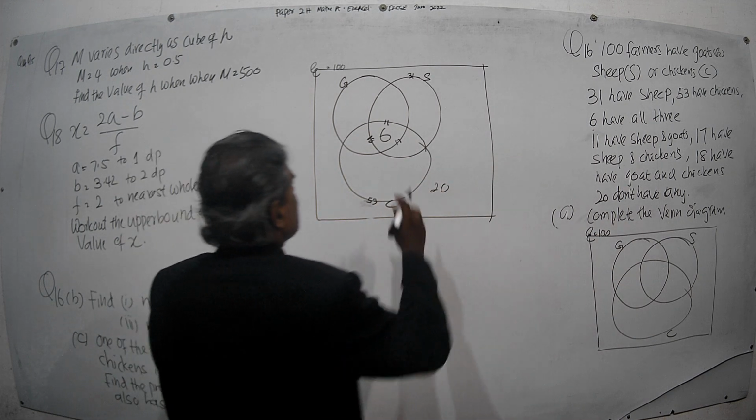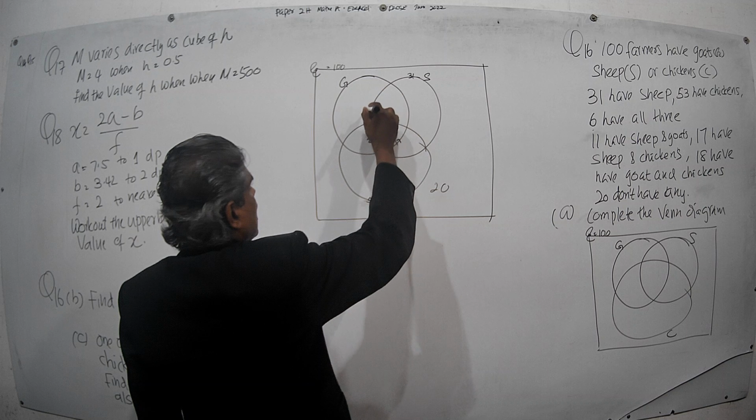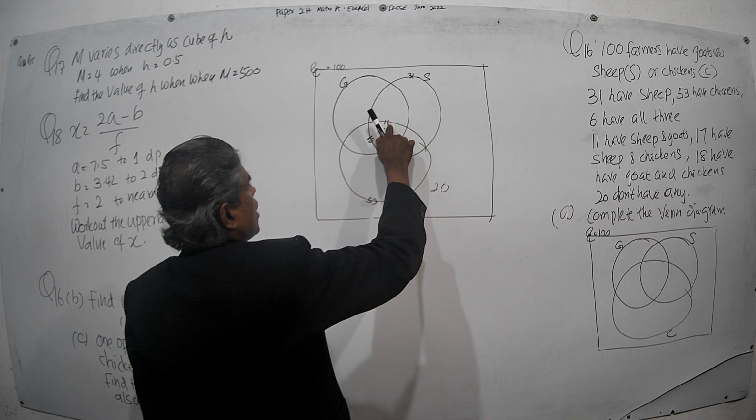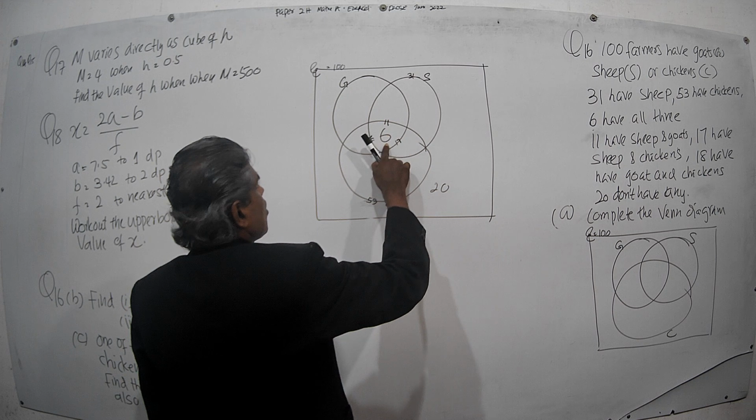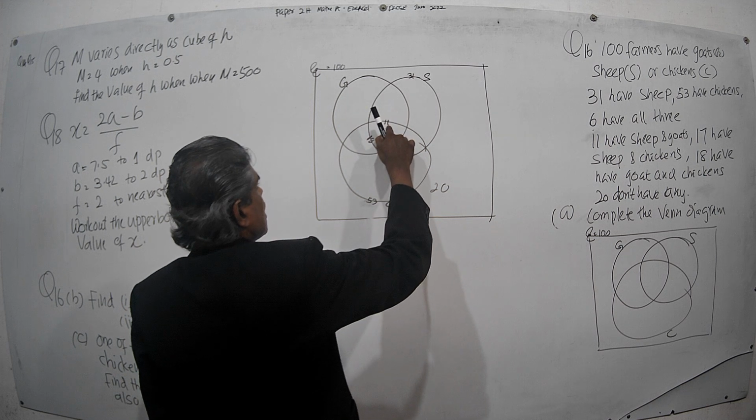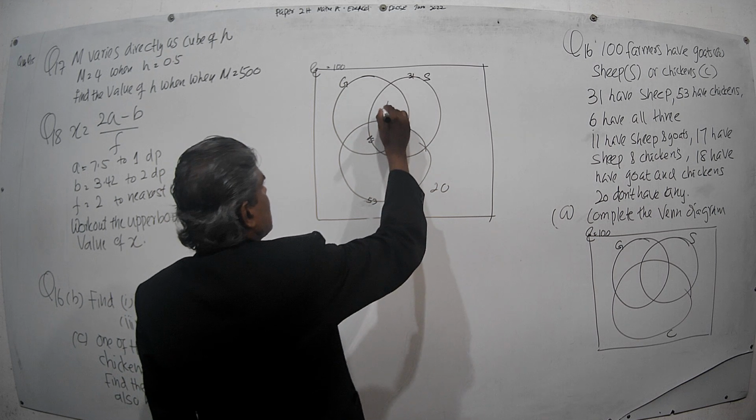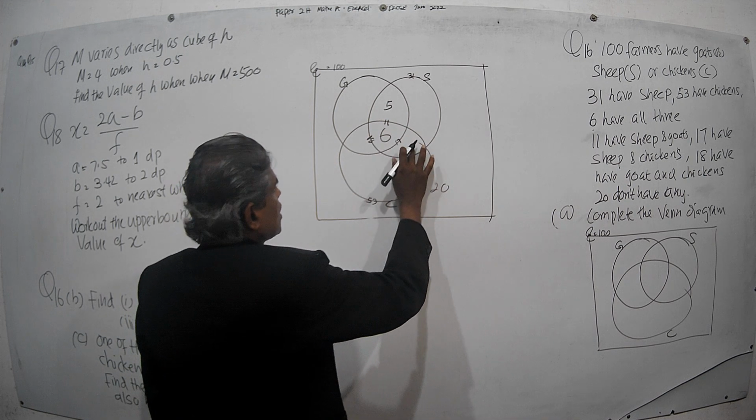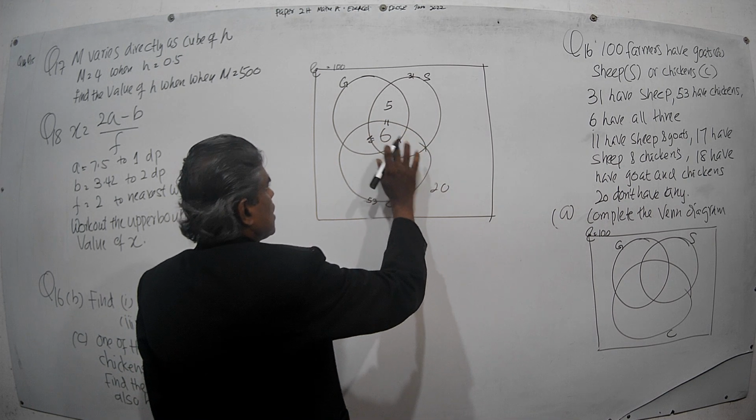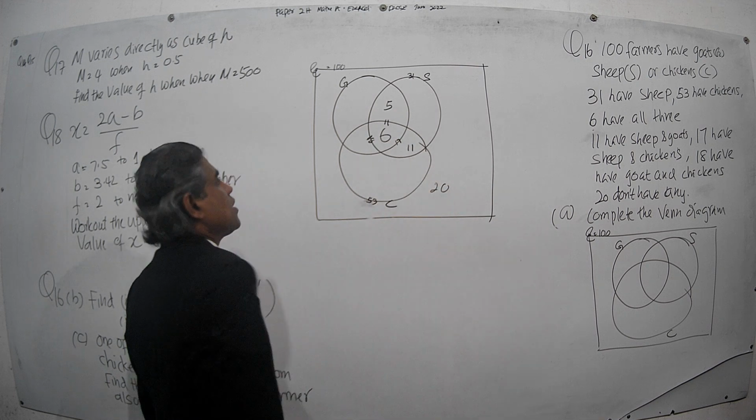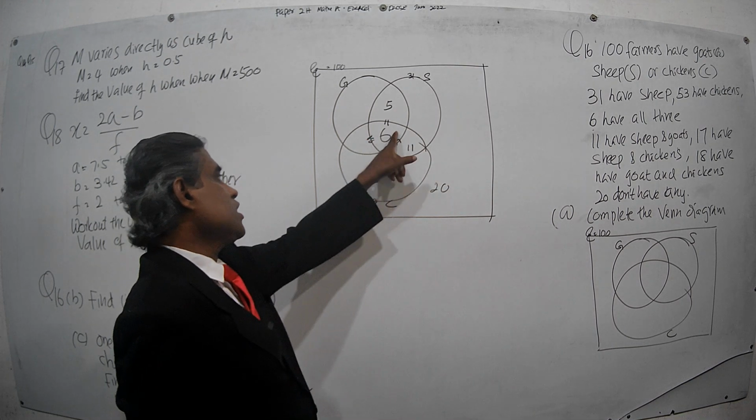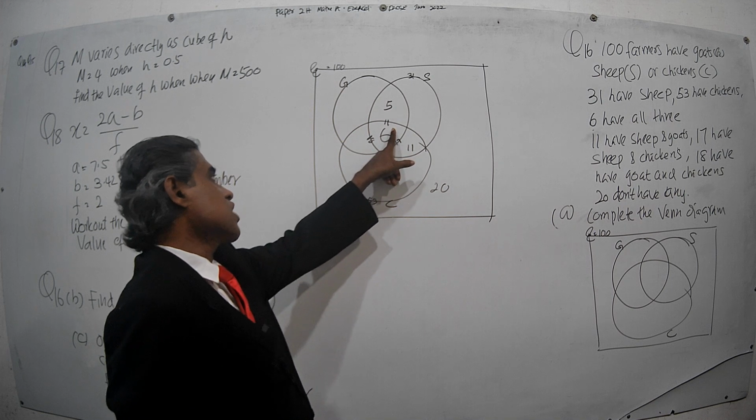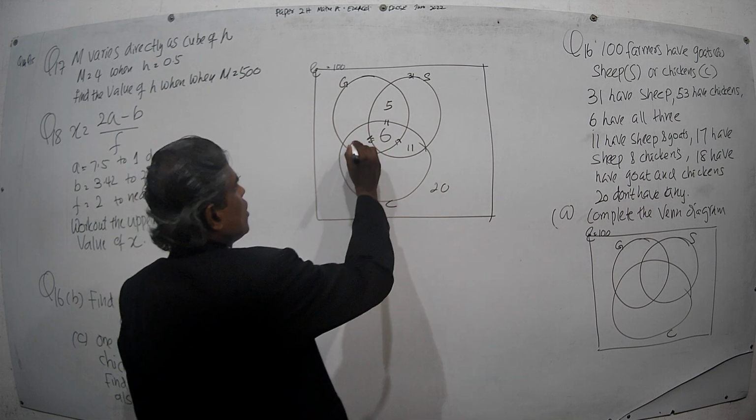Now here you get goats and sheep is 11. Part of this 11 belongs to this, the other part belongs to this. That means 11 minus 6 is 5 here. Then part of this 17 belongs to this, the other part is this. This part is 6. 17 minus 6 is 11 here. Then part of this 18 belongs to this and the other part belongs to this. The part belonging to this is 6. The other part is 18 minus 6, 12.